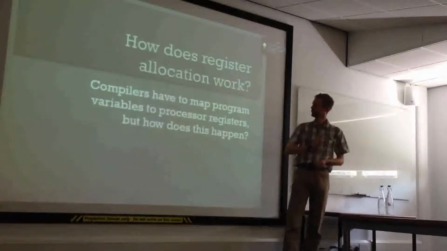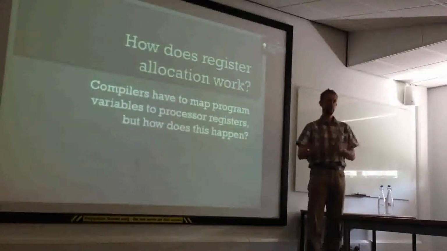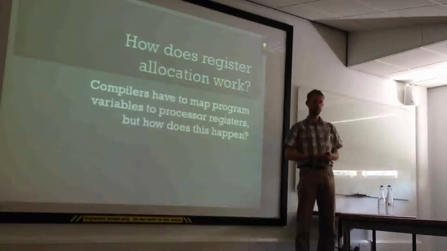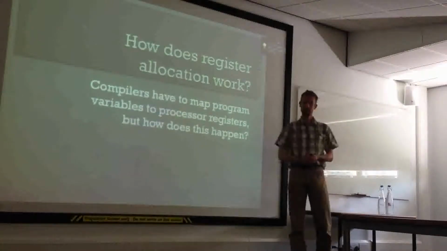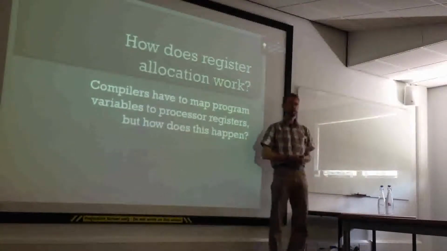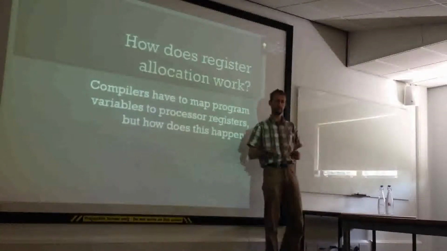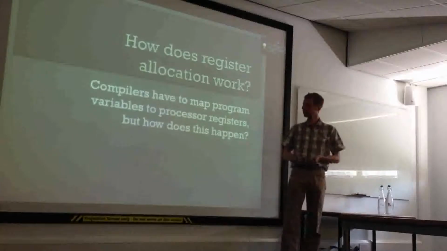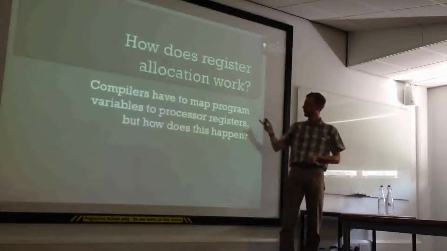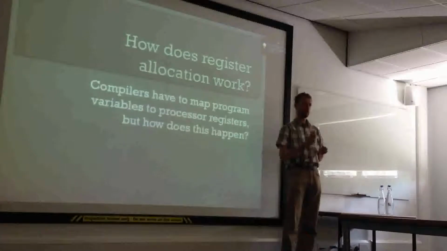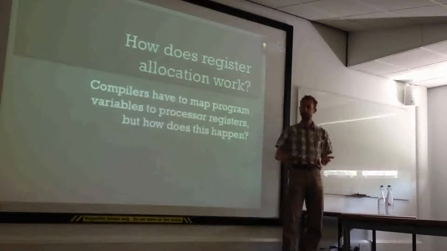So, register allocation. You've written a program, and you've got lots of variables in that program, and now you're mapping it onto your target processor, and the target processor has a finite number of registers. It could be 8, 16, 128, even 1024 in some cases, so that's a bit excessive. So the compiler has to take those variables and map them onto a register. How does it do this?